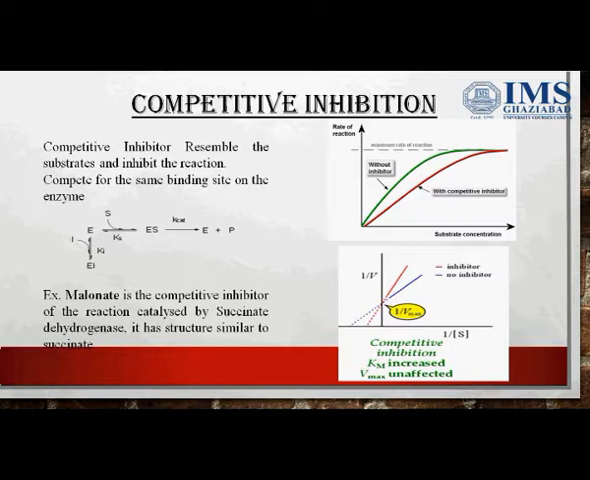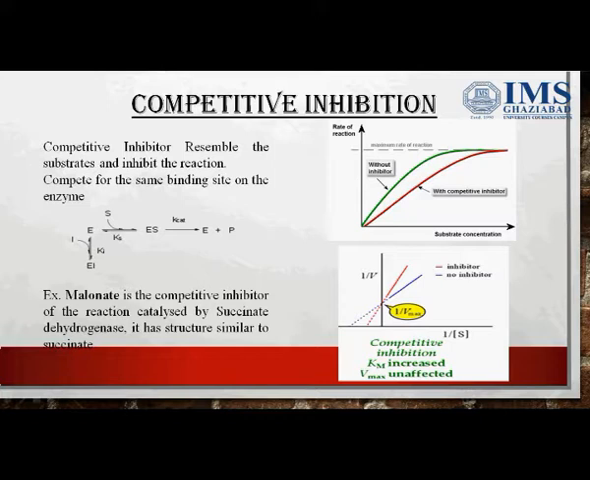If we increase the substrate concentration, there will be more chances of substrate molecules binding to the enzyme and fewer chances of inhibitor molecules binding. And it will definitely depend upon the relative affinity of the enzyme for the inhibitor molecule. If the enzyme has more affinity for the substrate molecule, the chances of substrate binding will be high and of inhibitor binding will be low. So in this case, Vmax will be unaffected, that is, the catalytic efficiency of the enzyme will not be disturbed, but Km will be increased, because by increasing the substrate concentration, this competitive inhibition can be overcome.